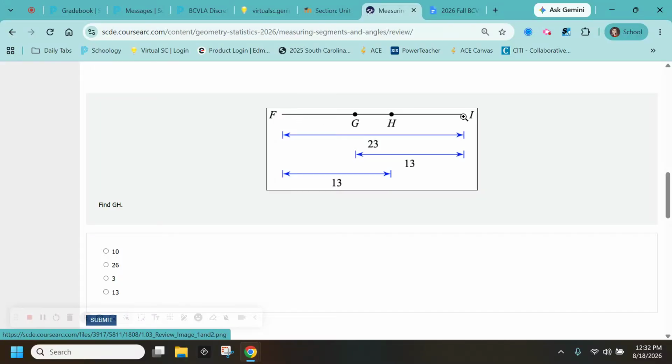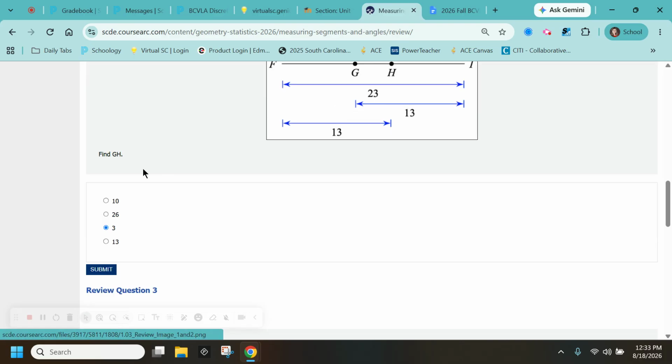Okay, so using the whole thing, if we know that the whole thing is 23 and GI is 13, 23 minus 13 gives us 10 for this piece here. Doing the opposite, knowing that the whole thing is 23 and FH is 13, that means that HI is also 10. So we have 10, our missing piece, and then 10. So 10 plus 10 is 20. We have 20 plus GH has to equal 23. 23 minus 20 gives us 3 for this middle piece here.